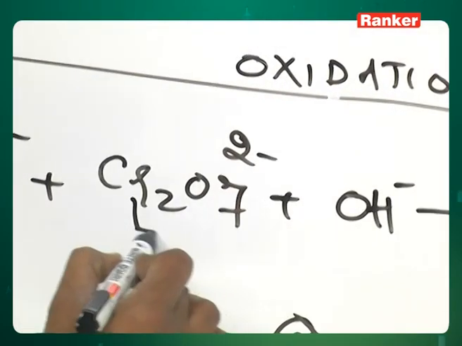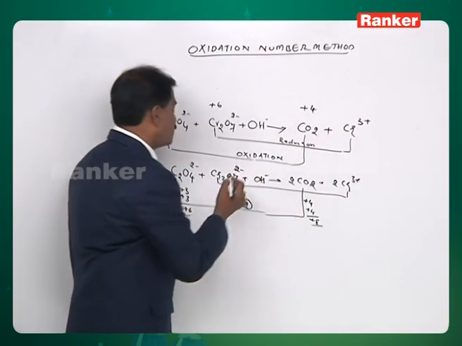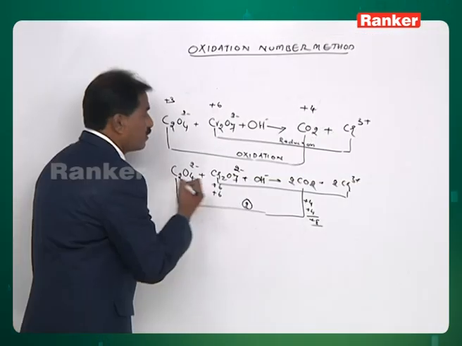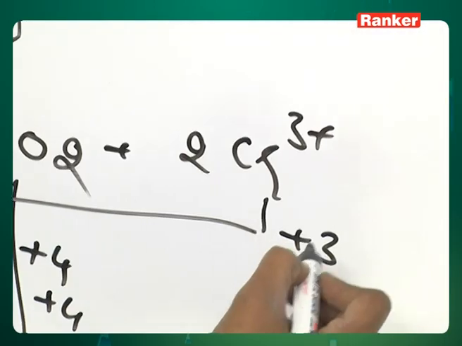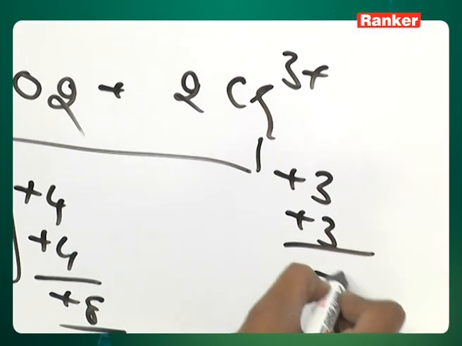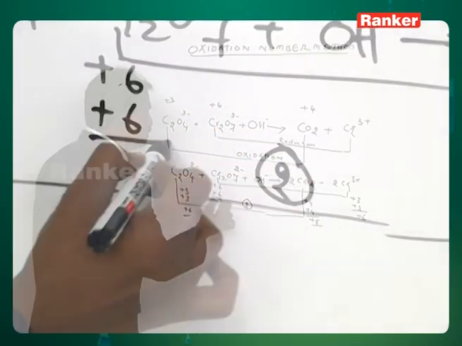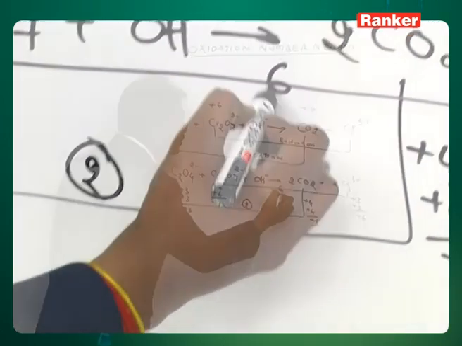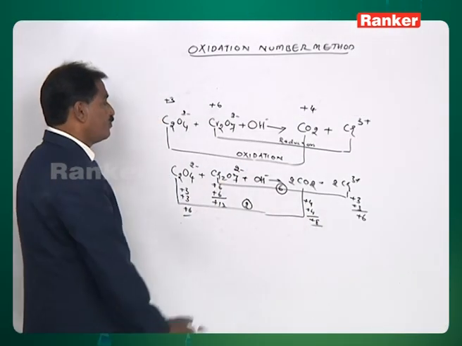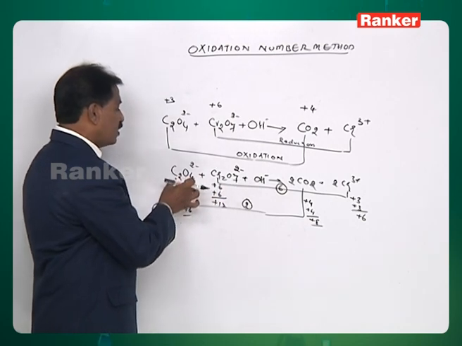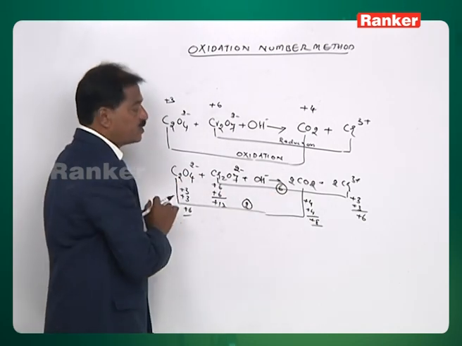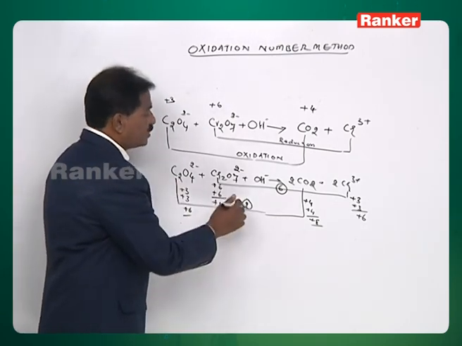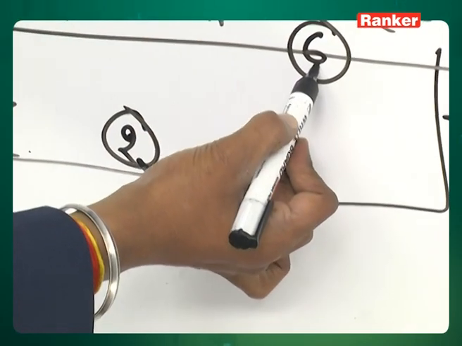Next, for chromium. Similarly, here for each chromium, the oxidation state is +6. This side, each chromium oxidation state is +3. Therefore, total oxidation state is +6 here, and here the total is +2. Therefore, the total change in the oxidation state is 6 units. So first identify the total charge difference between the oxidizing species and the reducing species. For oxalate, the total charge difference is 2. For dichromate, the total charge difference is 6.